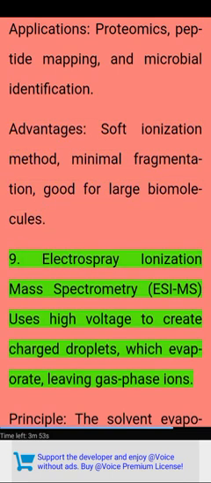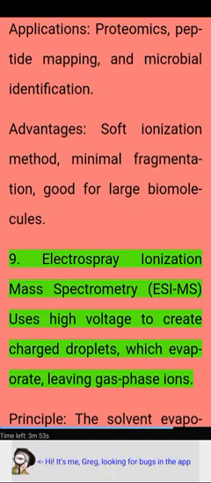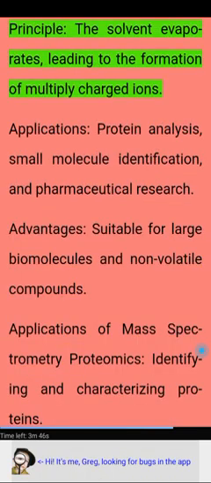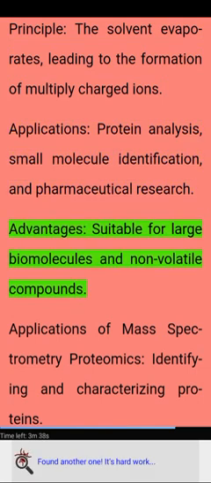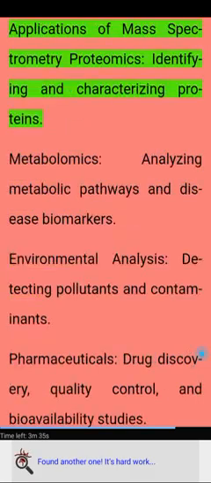9. Electrospray ionization mass spectrometry (ESI-MS) uses high voltage to create charged droplets, which evaporate, leaving gas phase ions. Principle: the solvent evaporates, leading to the formation of multiply charged ions. Applications: protein analysis, small molecule identification, and pharmaceutical research. Advantages: suitable for large biomolecules and non-volatile compounds.